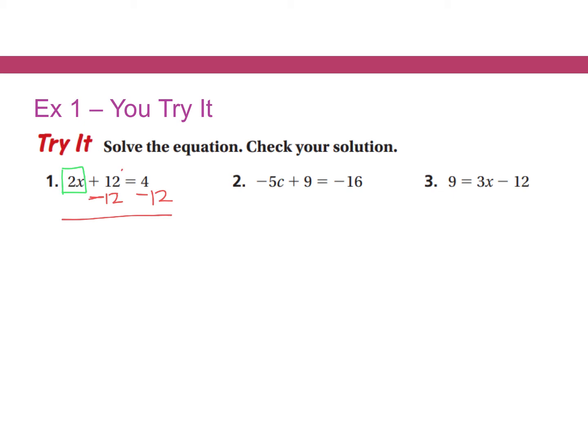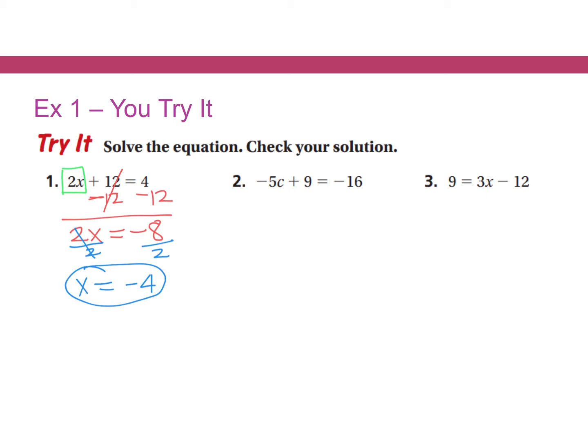So now my positive and negative 12s are going to cancel. I have 2x equals, and 4 minus 12 is going to give me negative 8. Now I need to get rid of that 2 that's attached to the x. That's really 2 times x, so I'm going to divide to undo the multiplication. My 2s are going to cancel, and I'm left with x equals negative 4. And again, you can always plug that back in and double check your work.